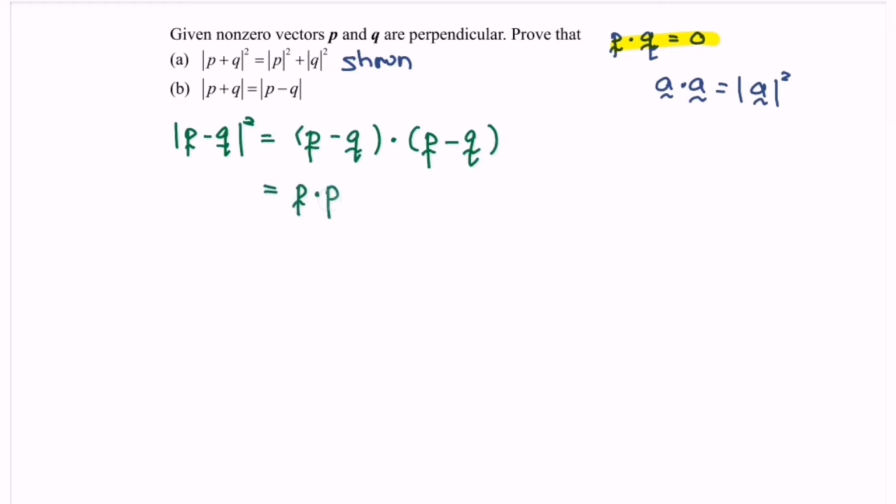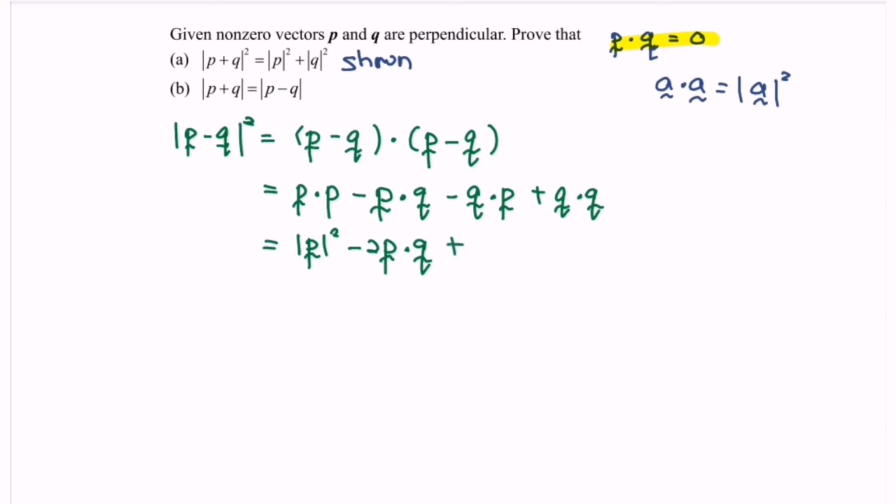P dot P minus P dot Q. Continue. Negative Q dot P, and then finally plus Q dot Q. Simplify. We have the magnitude P squared minus 2P dot Q plus the magnitude Q squared. So remember, P dot Q is equal to 0.